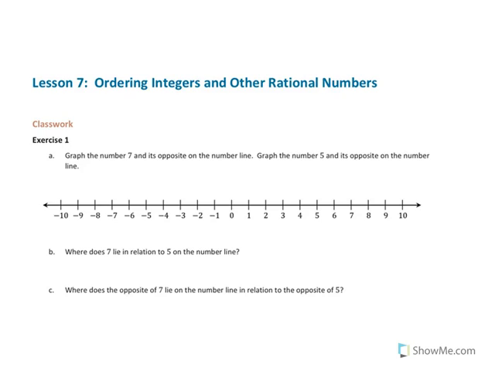It says to graph the number 7 and its opposite on the number line, and then graph the number 5 and its opposite on the number line. Well, the number 7 we know is positive, so it's 7 units to the right of 0. We can put that right here. And then if we're looking for the opposite of positive 7, we know from previous lessons that that would be 7 units to the left of 0, or negative 7, which is right here.